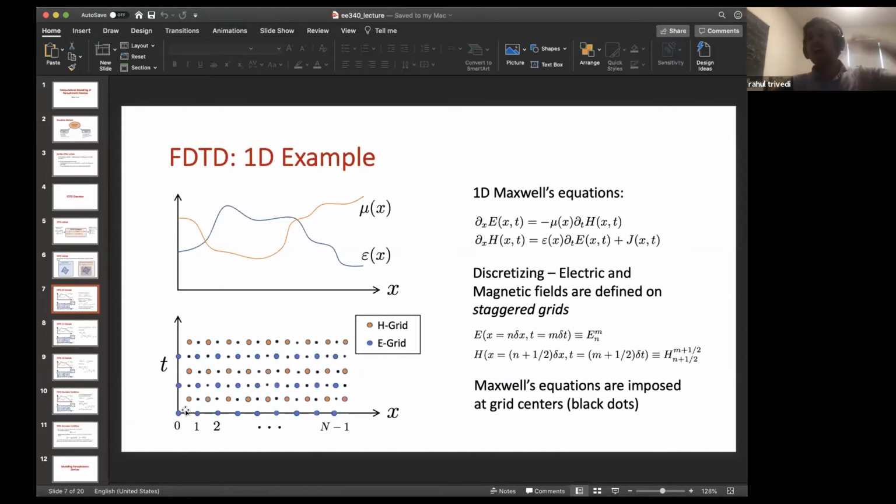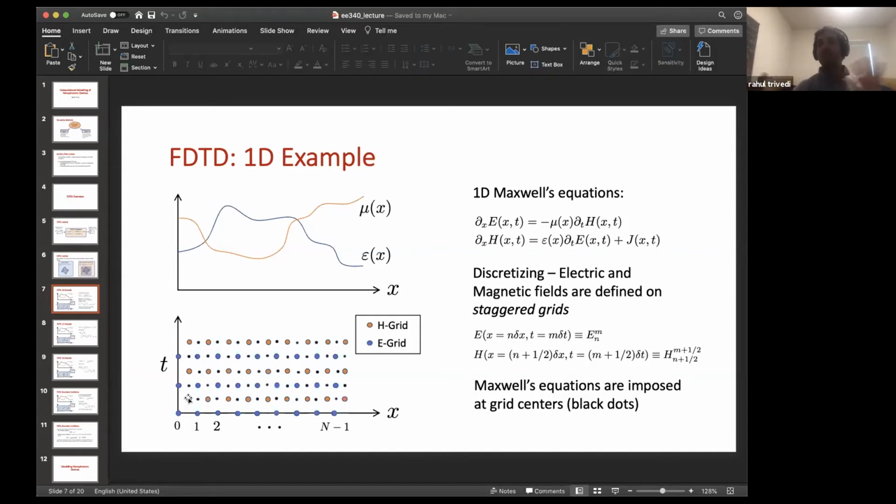And in time I do the same. I'm going to sample my electric field at a bunch of time instants governed by some time discretization delta t, and the magnetic field I will sample at time instants displaced along the time axis by delta t by 2. So again, I'm staggering my E and H grids in both time and position. Although I've shown this for 1D, the same holds for 3D. In a 3D problem, you can still do the sampling: your electric field is sampled on, let's say, a cuboidal grid, and your magnetic field is sampled on a grid that is displaced by half in each direction.